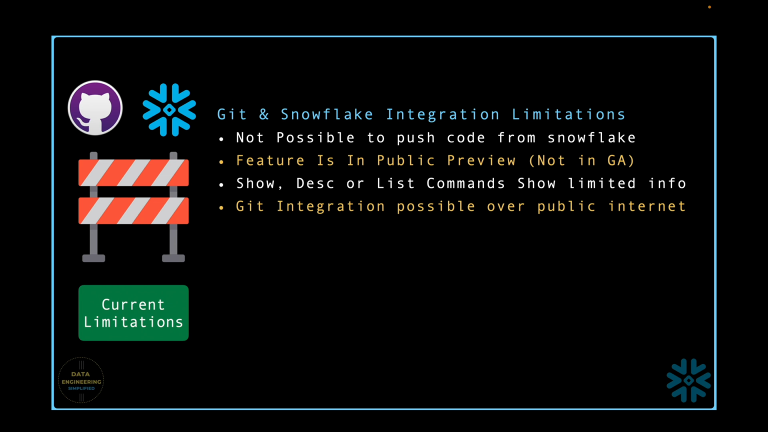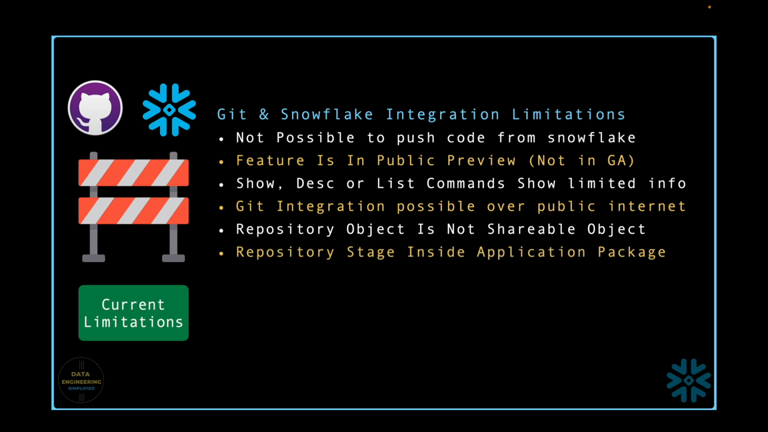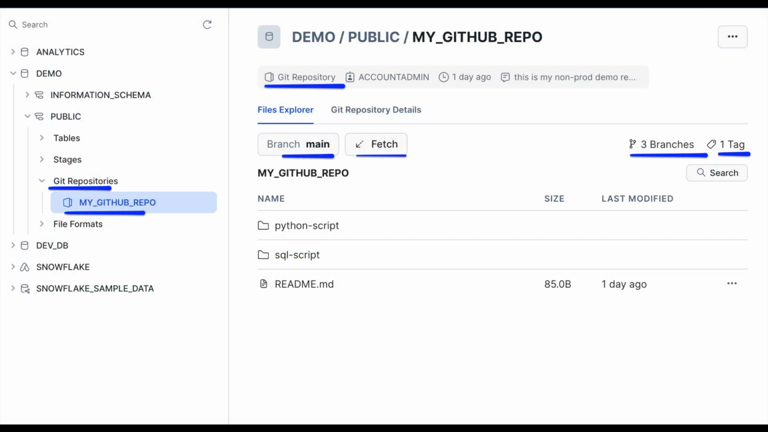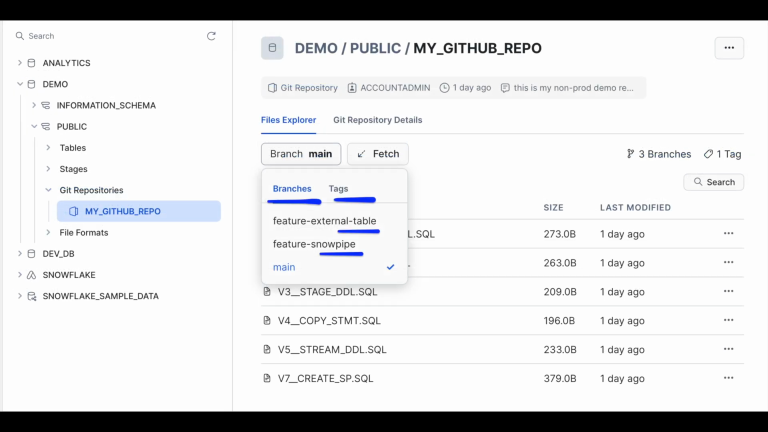Access to the Git repository from Snowflake is supported only over public internet. You cannot have a private link based Git integration. Repository object is not a shareable object, which is another limitation. You cannot create repository stages inside application packages, which is not yet supported. You cannot create a repository stage inside your native application. That is another limitation as of today. And when you are accessing files from the repository stage, it may work slightly slower compared to your internal stage files. Though there are some limits to Snowflake's Git integration, this new repository object will change how we data engineers build data solutions with Snowflake. If done right, it will make us more efficient and super productive.